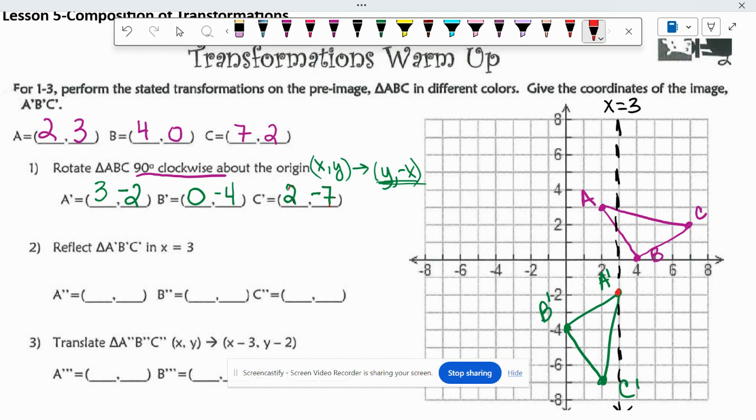So how far is point A from the line of reflection? It's right on it, so that means it doesn't move. We're just going to rename it A double prime. How far is point B from my line of reflection? It's 3 units to the left, so that means I have to move it 3 units to the right. That's going to become B double prime. How far is point C prime from the line of reflection? 1 unit on the left, so I'm going to move it 1 unit on the right.